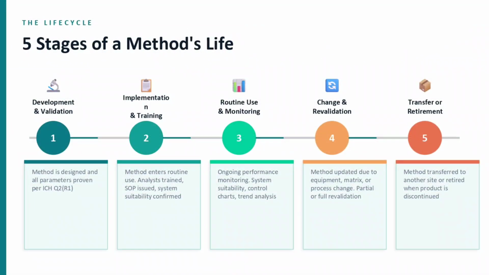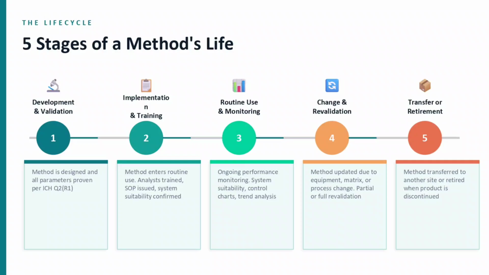Every analytical method in a GMP environment goes through 5 stages during its life. Stage 1 is development and validation. This is where the method is designed, optimized, and proven to be fit for purpose through a formal validation exercise per ICH Q2(R1). This is what we covered in Lecture 14. Stage 2 is implementation and training. The method enters routine use. Analysts are trained, the SOP is issued, and system suitability is confirmed on the actual equipment that will be used.